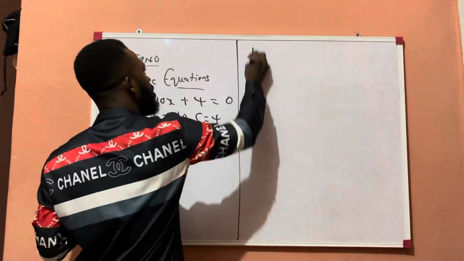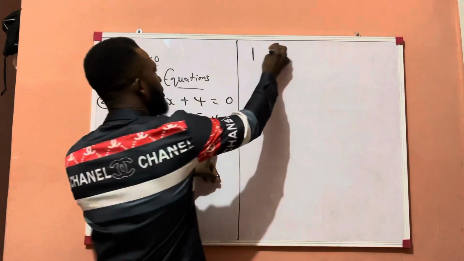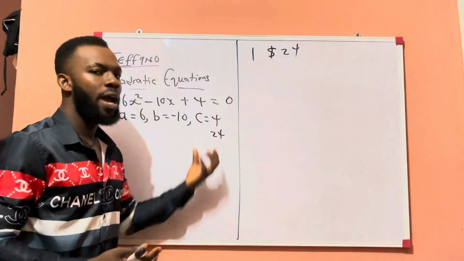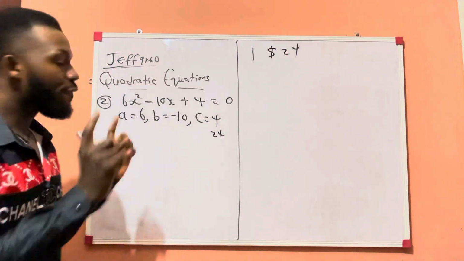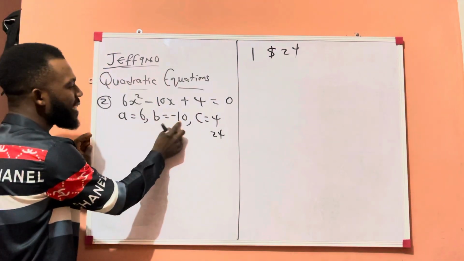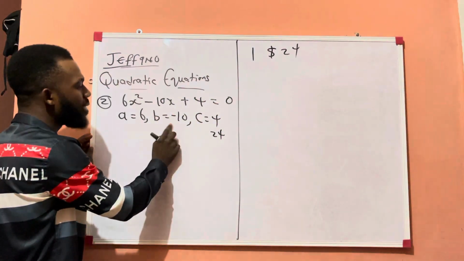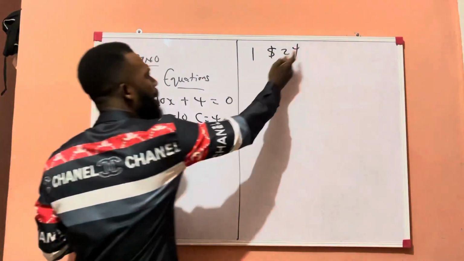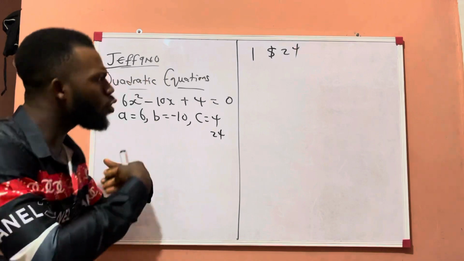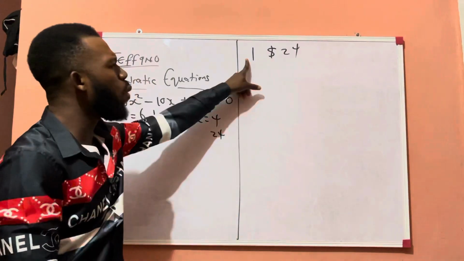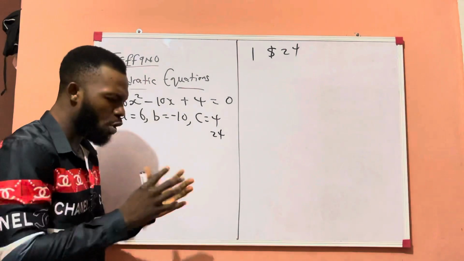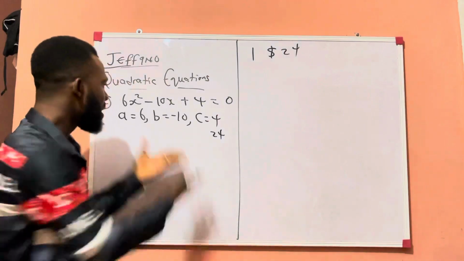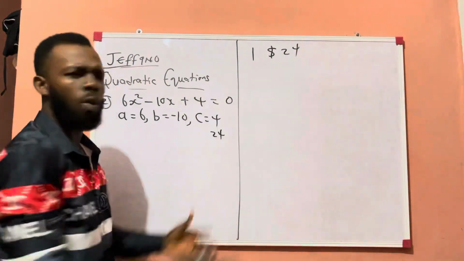So if my first factor is 1, how many times will 1 go into 24? It will give me 24 times. Now, we multiply to get 24, and we add to get minus 10. We all know that 1 times 24 is 24. But there is no way we can work with 1 and 24 to give us minus 10. There is no relationship there. The values are so great that we can't get minus 10 from it. So there is no need for us to work with 1 and 24.